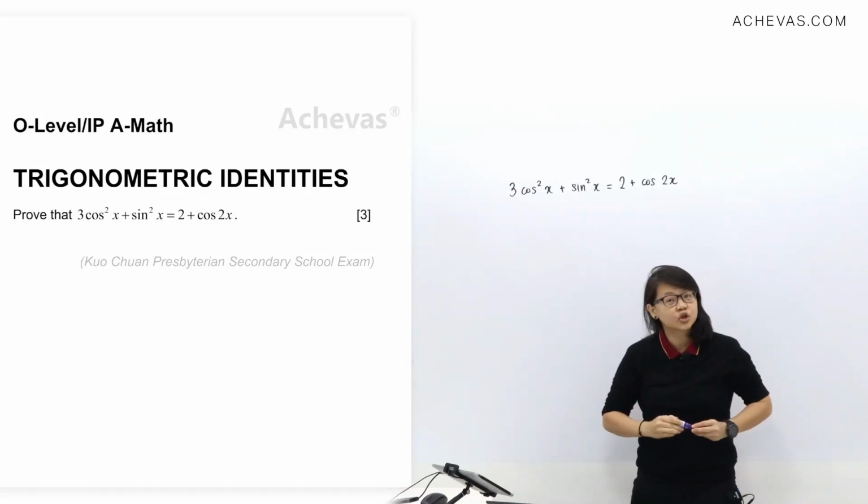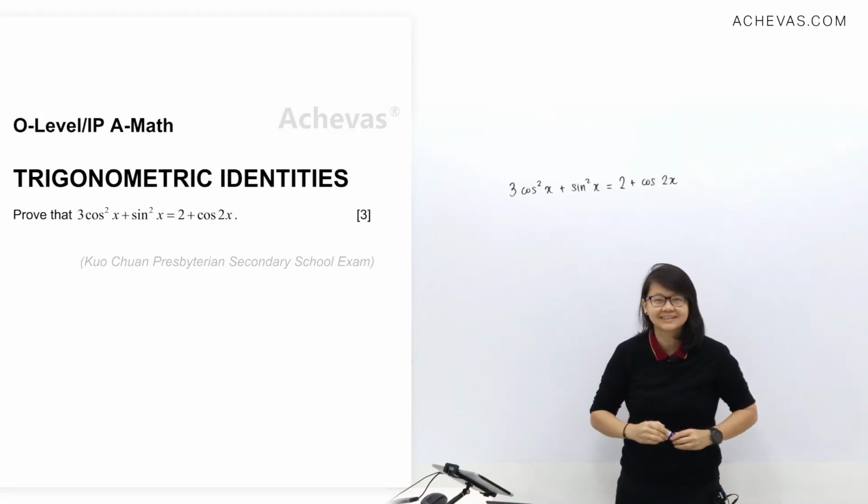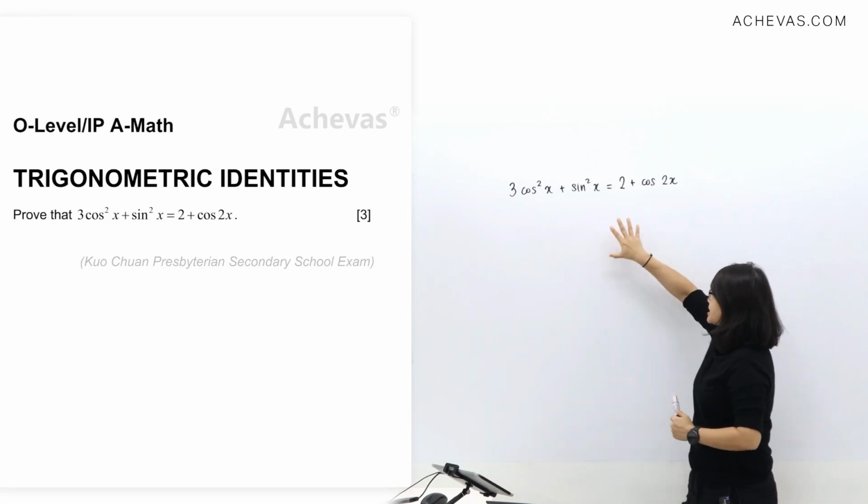Let's take a look at a trigonometric identities question from Chuan. Let's take a look at this question here. Let's take a look at the left-hand side.